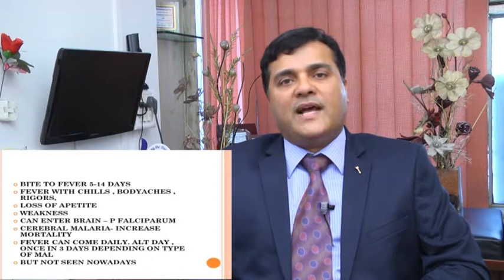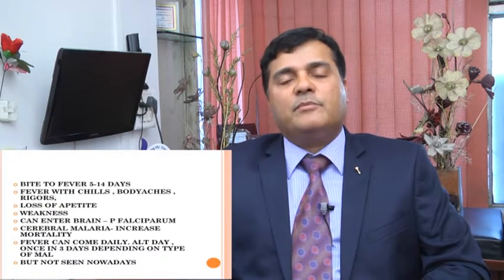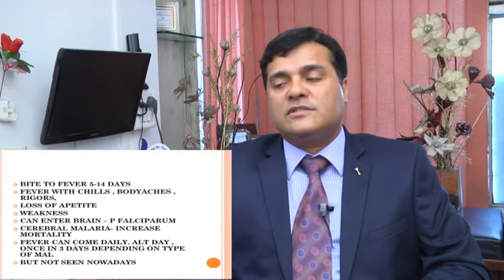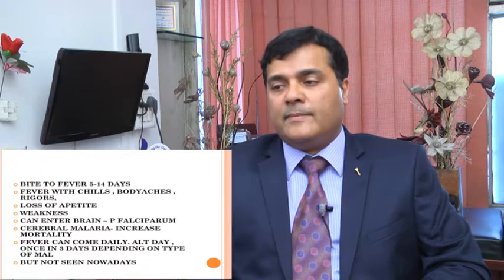In Plasmodium falciparum, the parasite can enter into the brain causing cerebral malaria, and in the brain it starts clogging the small arteries of the brain, causing a diffuse lack of oxygen in the entire brain, and that is called an encephalopathy-like picture. Confusion, drowsiness to unconsciousness can occur in cerebral malaria. Plasmodium vivax does not enter the brain and therefore does not cause cerebral malaria.